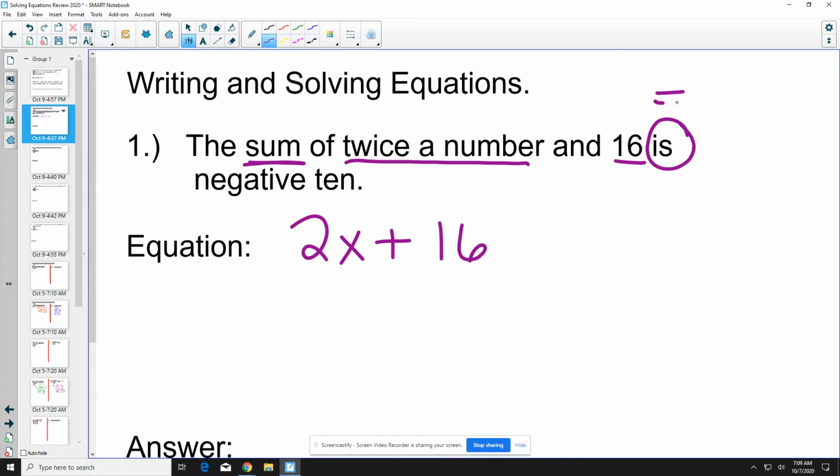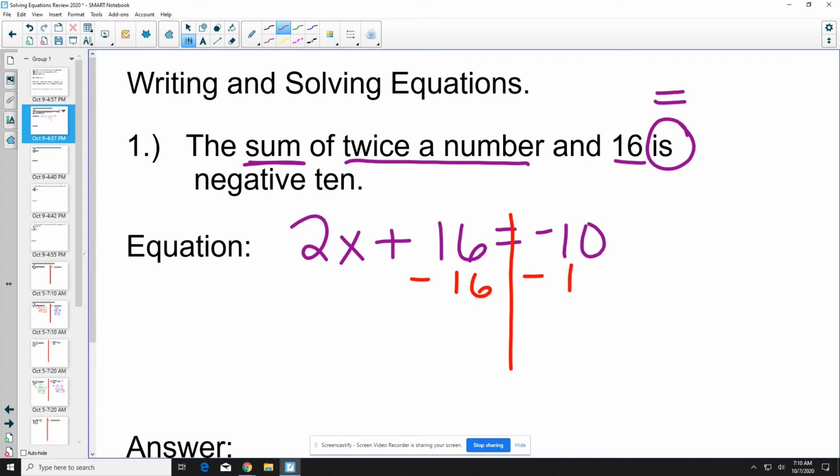Is means the equal sign. Whenever you see the word is, that means put equals and then negative 10. So we're translating. Okay, now I want you to solve. So think about drawing your line where the equal sign is. Look at the side with the variable x. Your first step is add or subtract. What do you think we should do?